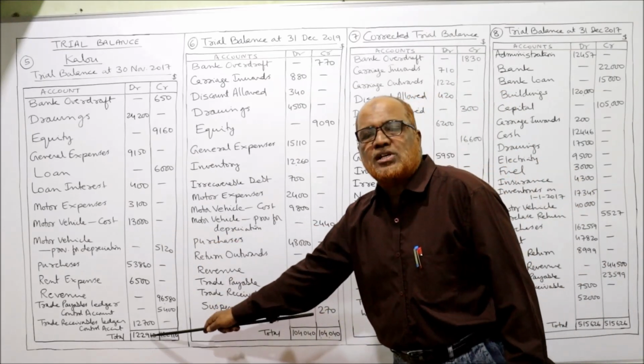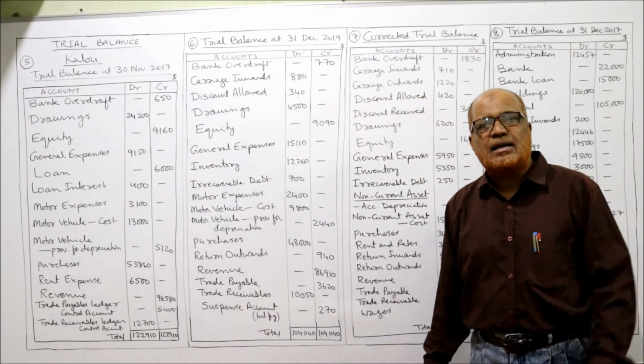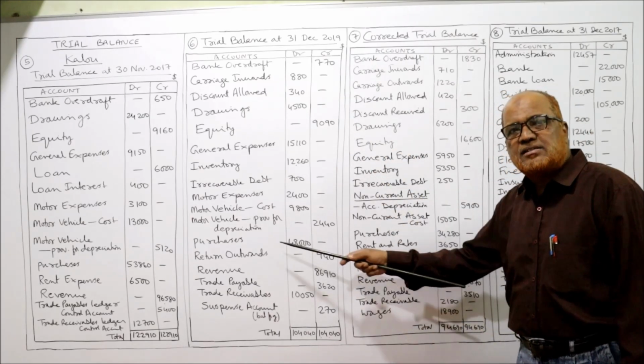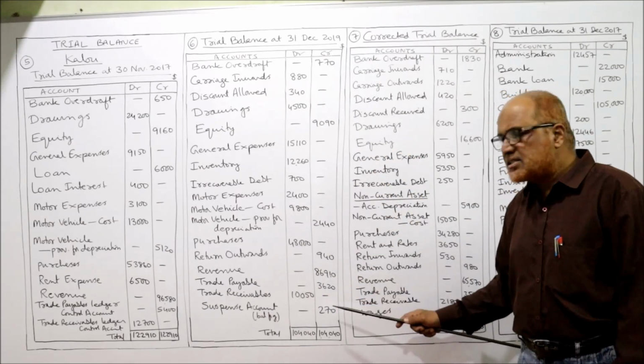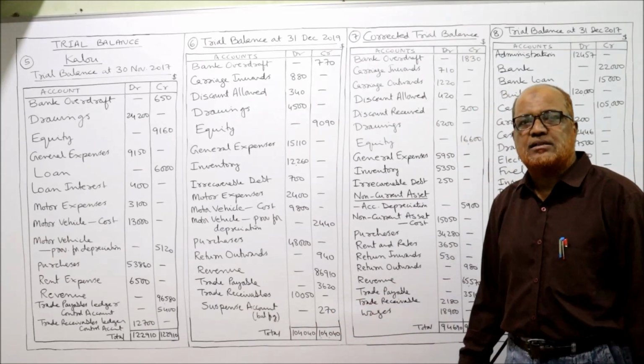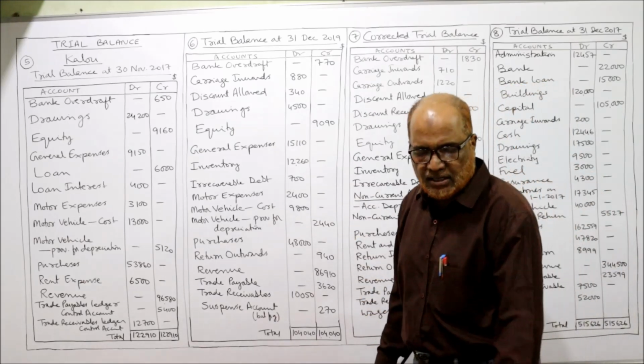In the previous problem there was no suspense account. The total of debit and credit were same. But here the credit side is less. Debit side is more. So credit side 270 rupees is the suspense account balancing figure. That's it. So this is the end of problem number 6.